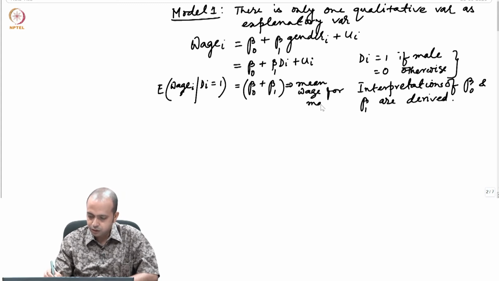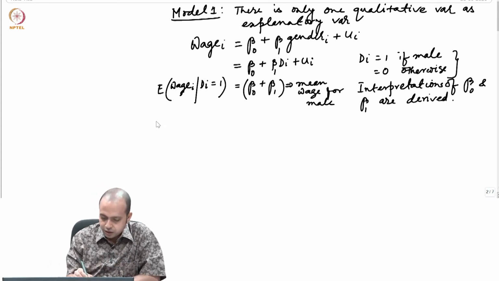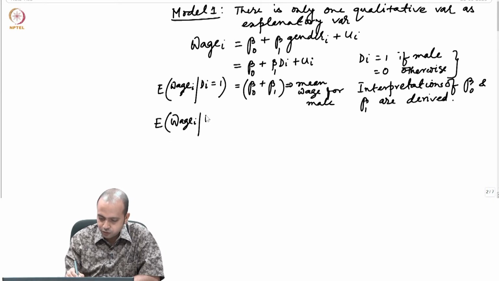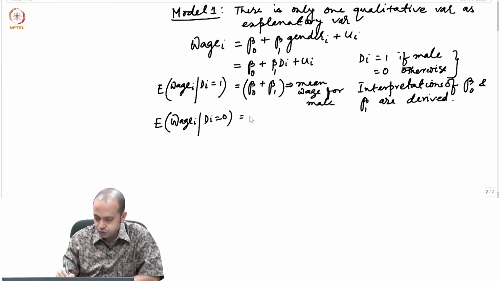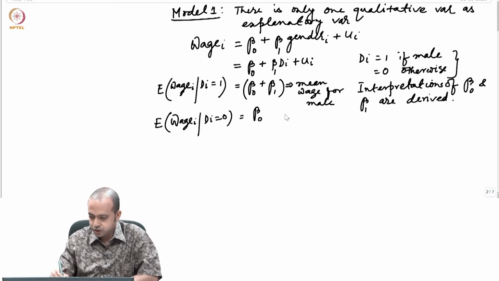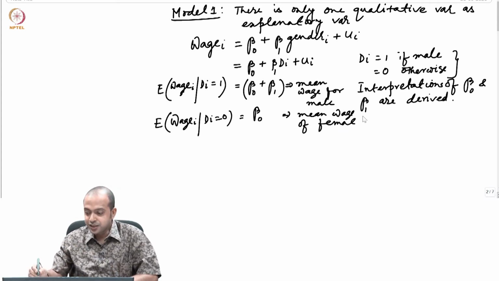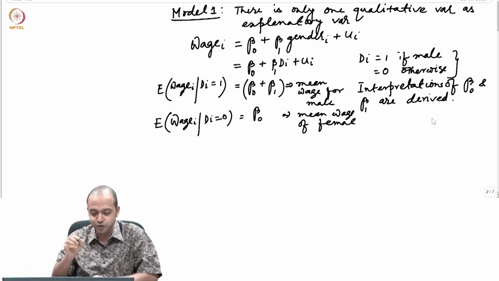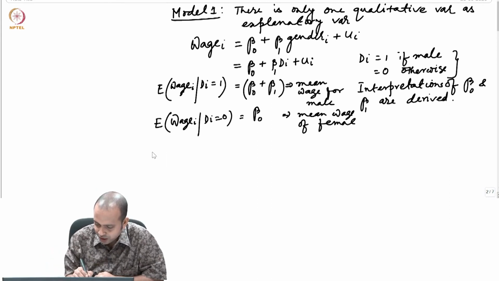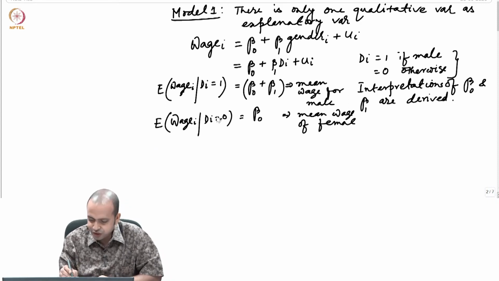Similarly, expectation of wage given Di equals 0 equals beta 0, which is the mean wage of the female category. Okay. And then what I said, the interpretation of beta 0 and beta 1 are derived. So, you have to somehow derive beta 0. So, how can you derive beta 0? If you look at beta 0 and beta 1, beta 0 is basically the mean wage of the female category.